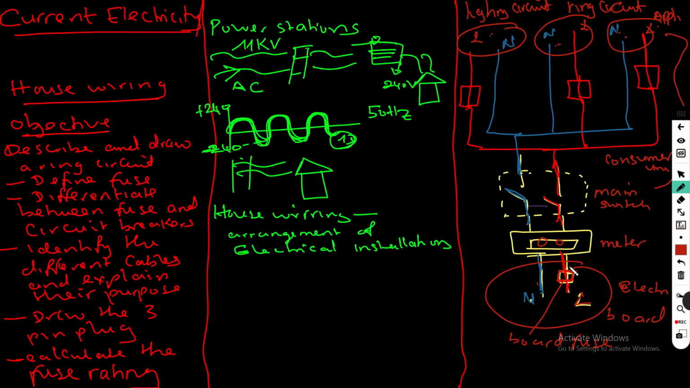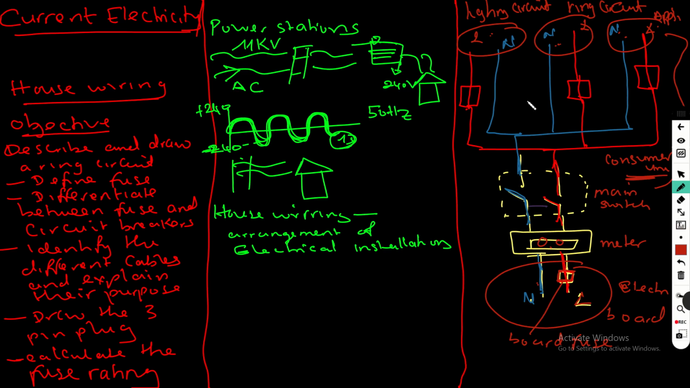So any current that is more than normal, this one breaks open so that it does not destroy the metal. So the metal now distributes the current to the main switch, which is found in the consumer unit. So the consumer unit contains the main switch and also contains circuit breakers that distribute the current throughout the whole house.